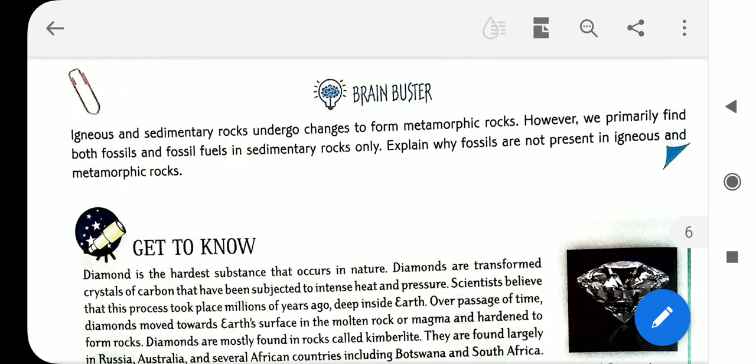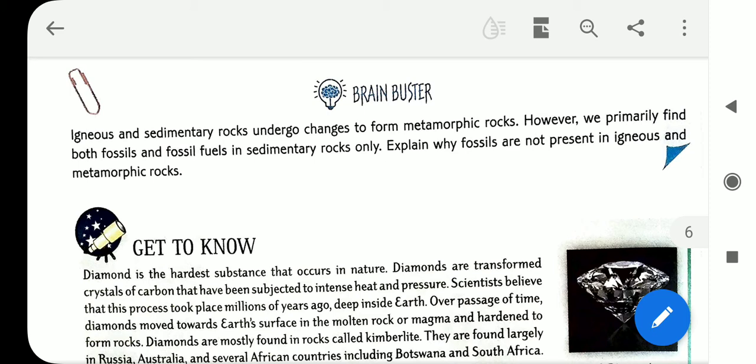In the last part of this chapter, the brain buster: igneous and sedimentary rocks undergo changes to form metamorphic rocks. However, we primarily find both fossils and fossil fuels in sedimentary rocks only. Explain why fossils are not present in igneous and metamorphic rocks. Only in the sedimentary rocks.